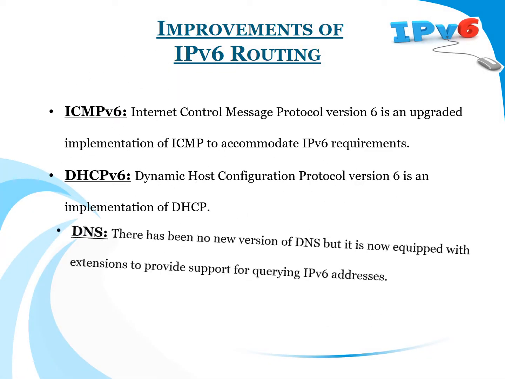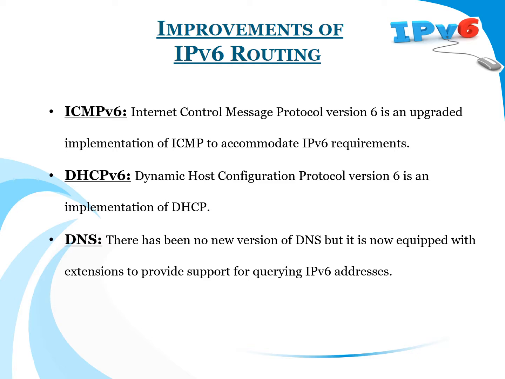Internet Control Message Protocol version 6 is an upgraded implementation of ICMP to accommodate IPv6 requirements. The protocol is used for diagnostic functions, error and information messages, and statistical purposes. Dynamic Host Configuration Protocol version 6 is an implementation of DHCP. IPv6 enabled hosts do not require any DHCP version 6 server to acquire an IP address, as they can be auto-configured.